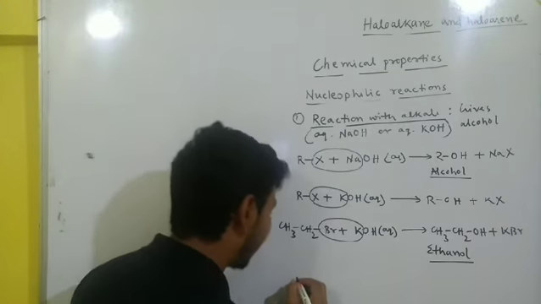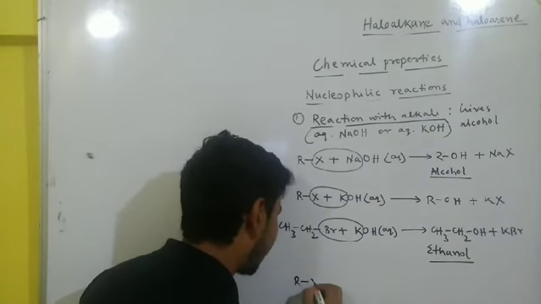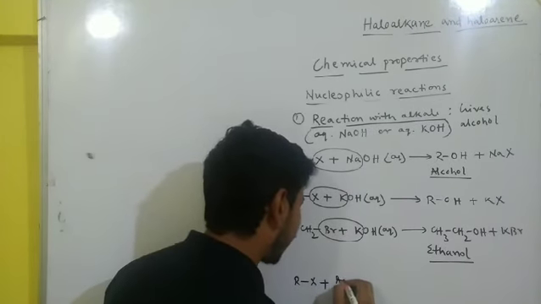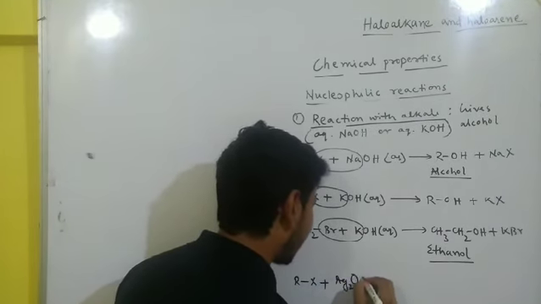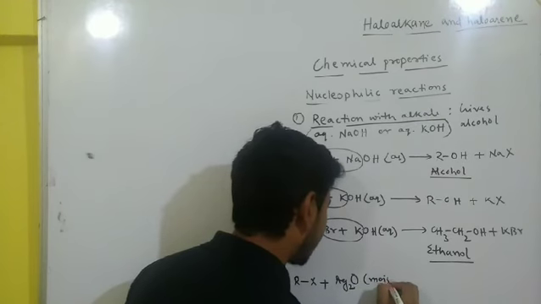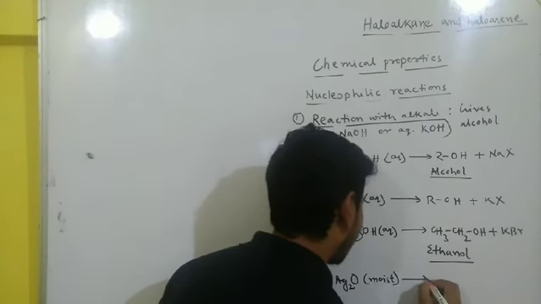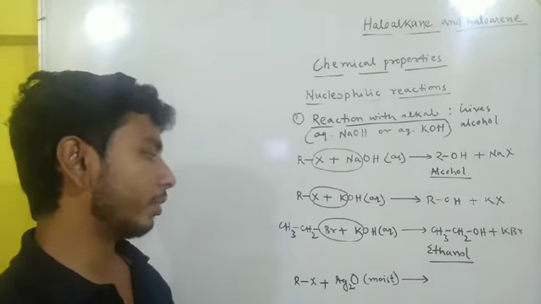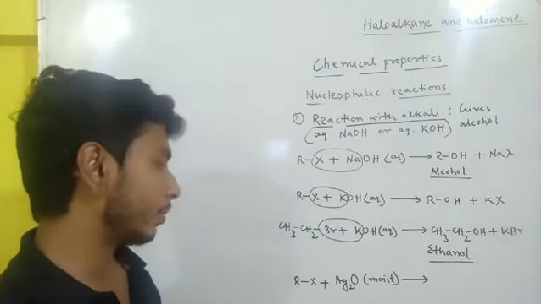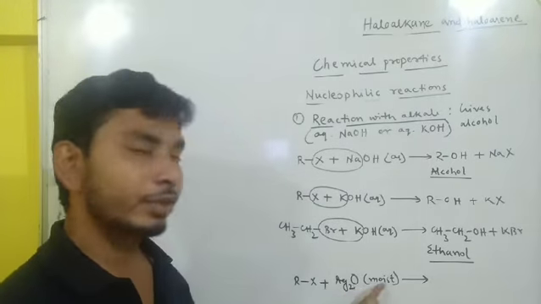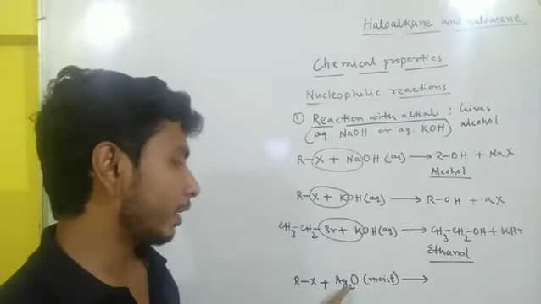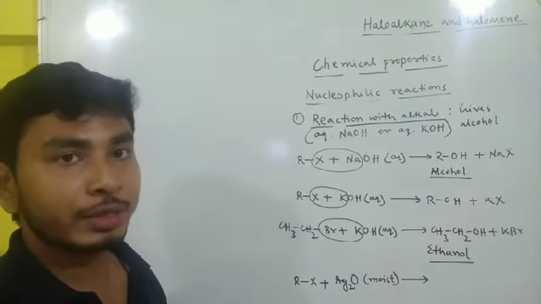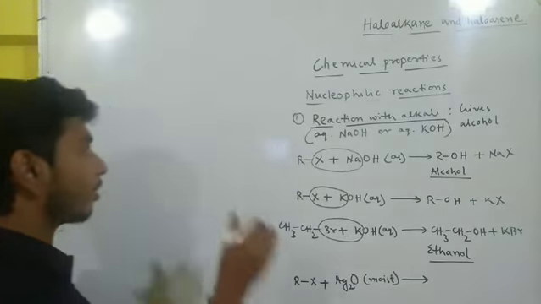Now this alkyl halide RX on treatment with moist silver oxide, what will be the product? The alkyl halide on treatment with moist silver oxide. Moist silver oxide means silver oxide in presence of moisture.